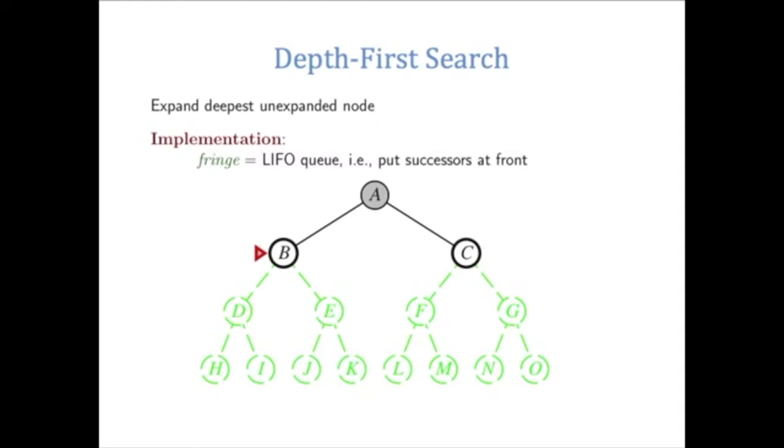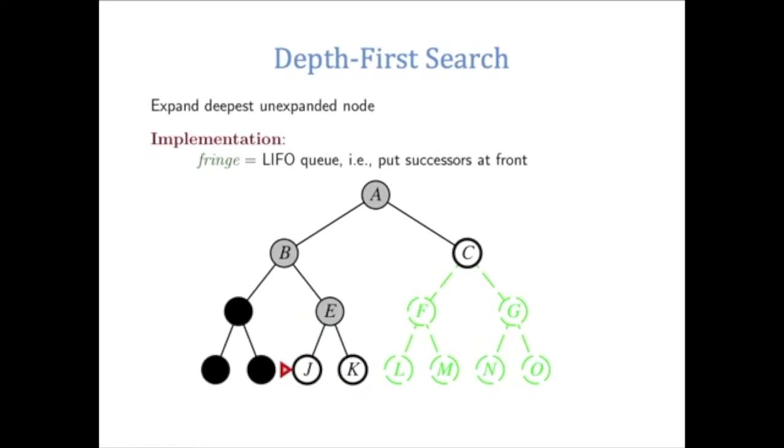So next we'll expand B, and instead of expanding C, which we would have done in breadth first search, we'll expand the newest or deepest node, which would be D, then H, then I. Now, we've looked at all the children of D, which are H and I, so we'll go back up and look at the other child of B, which is E, and then we'll expand the children of E, which are J and K. Well, J isn't the solution, and K isn't the solution, so that whole subtree of E, J, and K doesn't have a solution. In fact, none of the nodes under B has a solution.